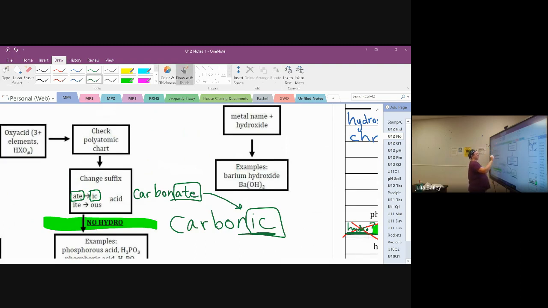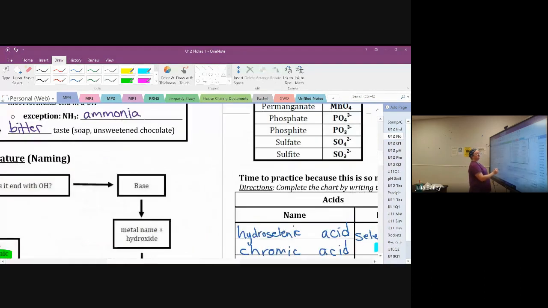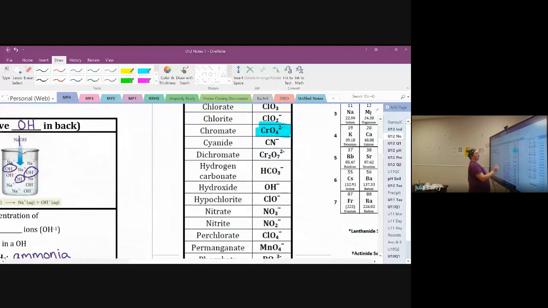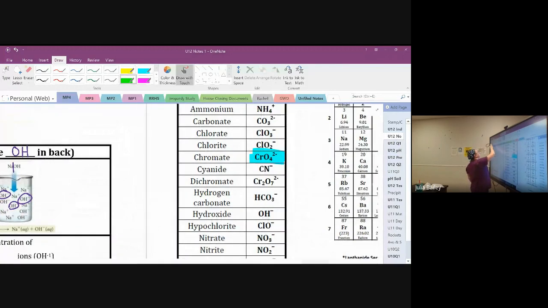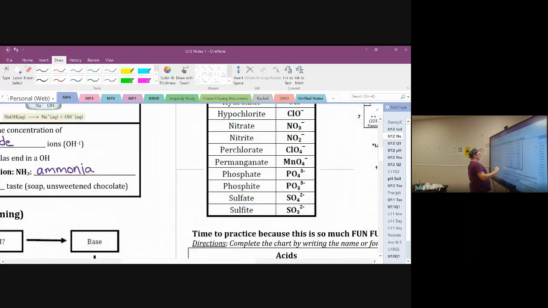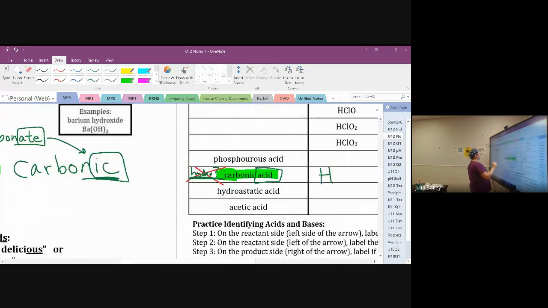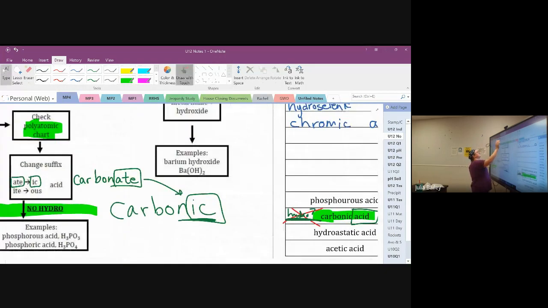Now we need to go check our polyatomic chart and find the formula for carbonate. So I go looking for the word carbonate on here, and I find it. It's CO3 with 2 minus, which we're going to come to in a second for what that means. But for now, I'm going to write it down. It's CO3 with a -2 charge.